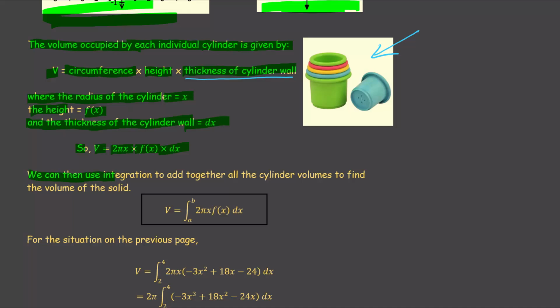We can then use integration to add together all the cylinder volumes to find the volume of the solid. So it's going to be the integral from a to b of 2 pi x f of x dx.